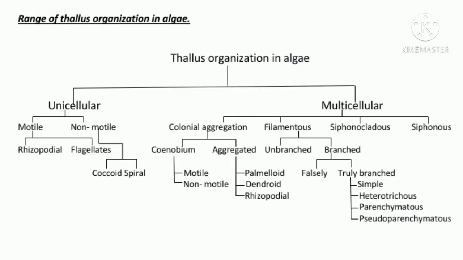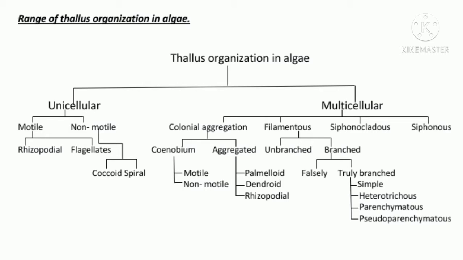The thallus of algae is divided into two types based on the number of cells present, that is unicellular and multicellular. Unicellular is divided into two forms depending on motility of the cell, that is, motile and non-motile categories, based on the presence or absence of flagella.